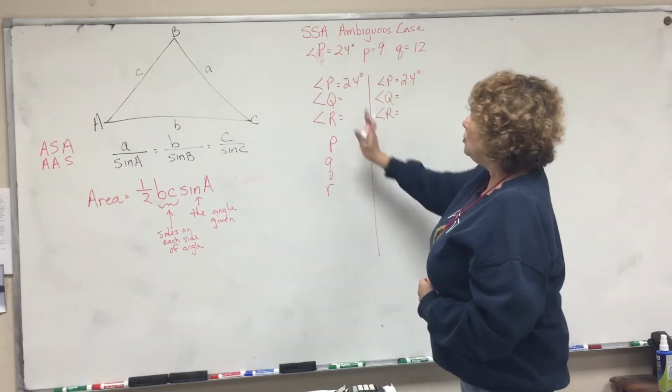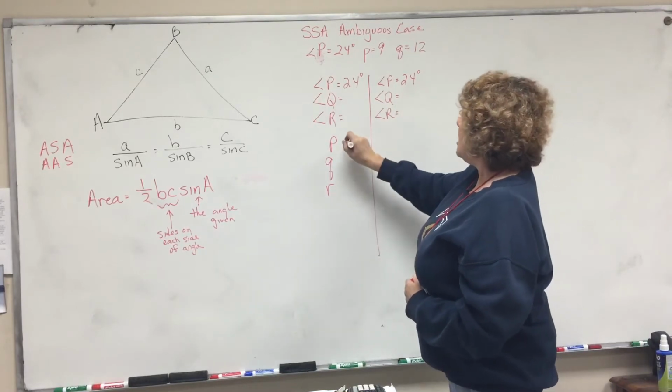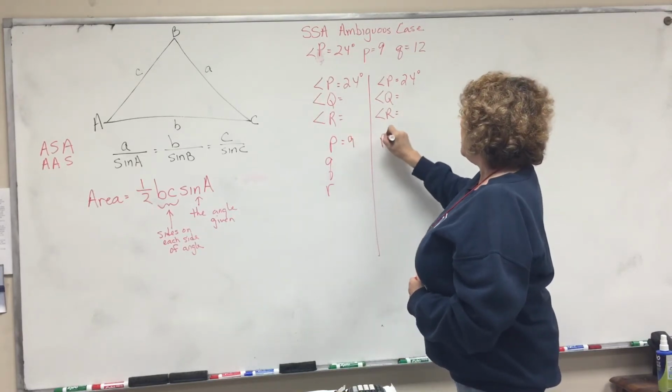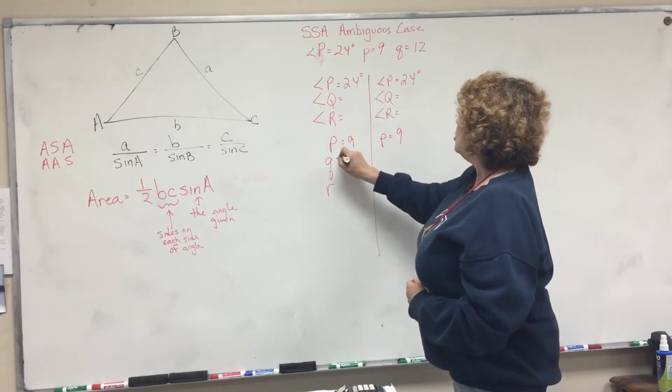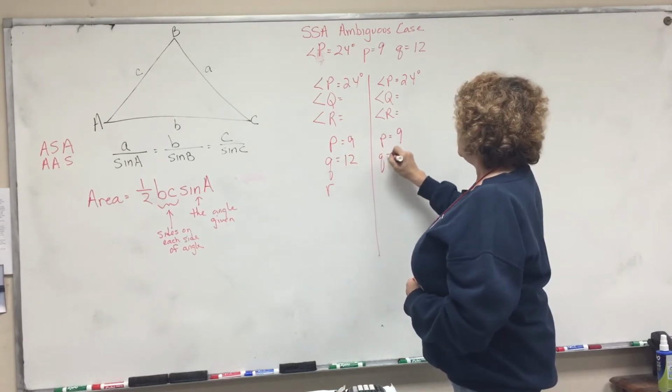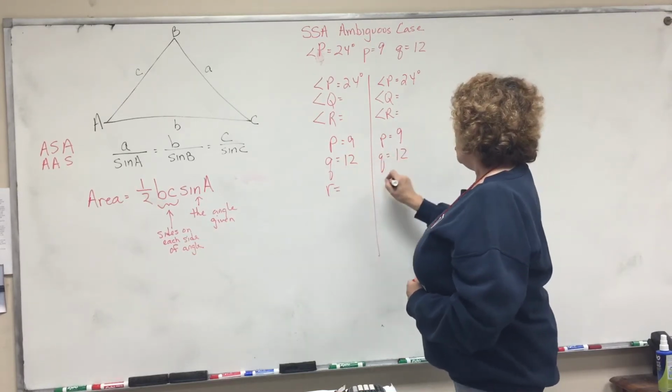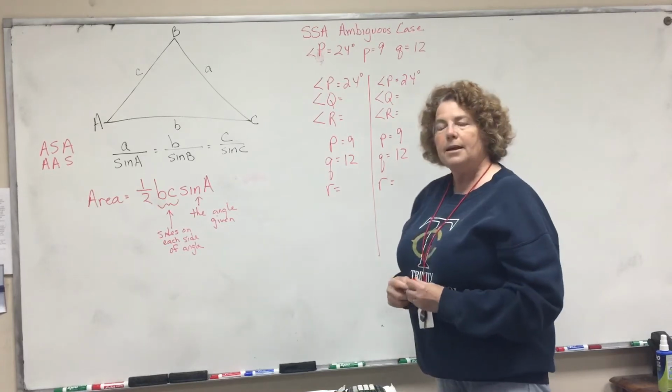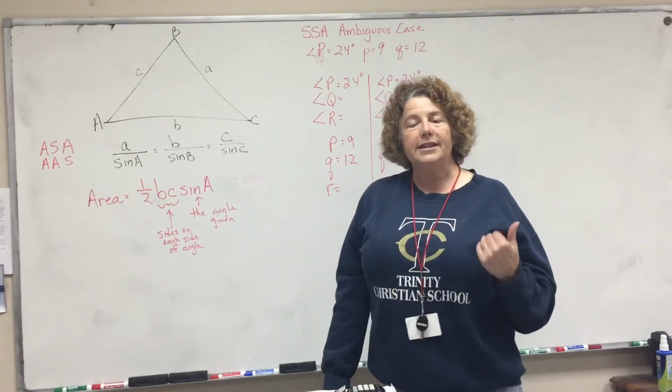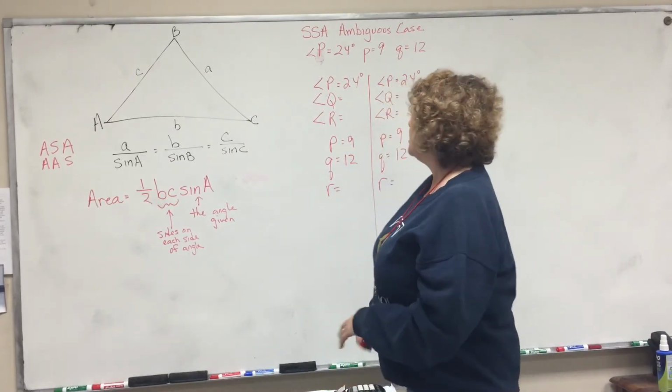So you see you have 2 different triangles here. P is 9, so P is going to be 9 on both of them. Q is 12, so Q is going to be 12 on both of them. R, we don't know. So let's use the law of sines to find the missing parts.